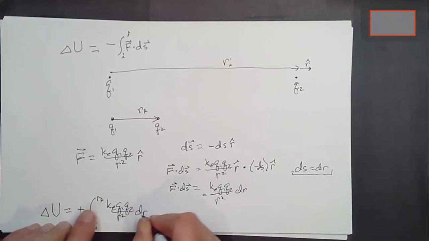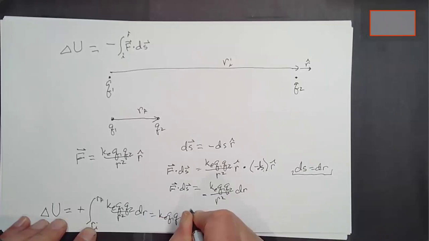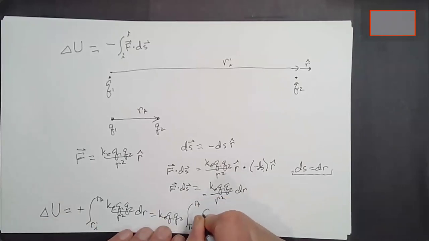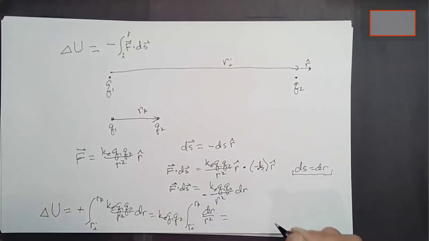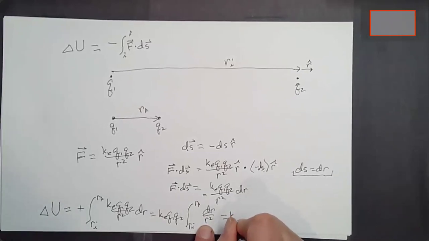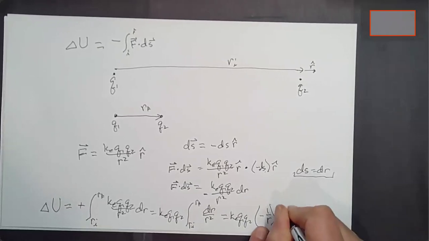This stuff in the numerator I can pull out, and so what I'm actually integrating is going to be the integral from R initial to R final of dr over R squared, which is going to be, well, the integral of that is minus 1 over R. So I've got the K sub E, Q1, Q2, and then minus 1 over R evaluated at R initial and R final.